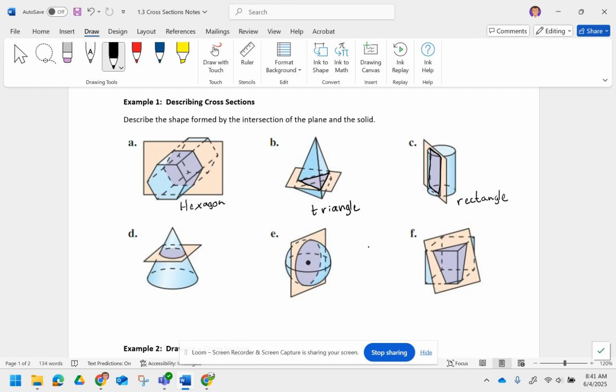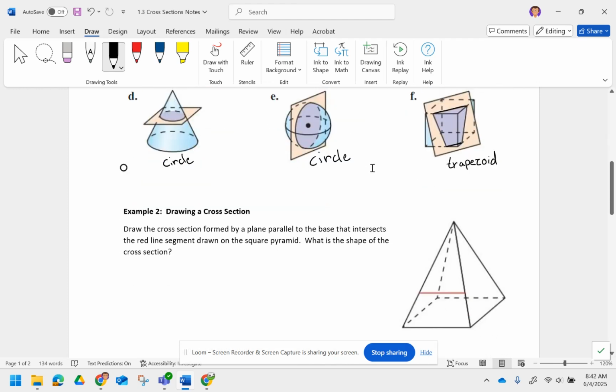This cone looks like this is parallel to the ground as well. So this is going to just form a circle. A sphere, interesting thing about spheres, any which way you cut them, you're going to create a circle, so long as you're cutting it with a flat plane. Okay, next we do see four sides. I see that this side is going to be kind of parallel to this side. So we could qualify this as a trapezoid. All right, so let's move on.